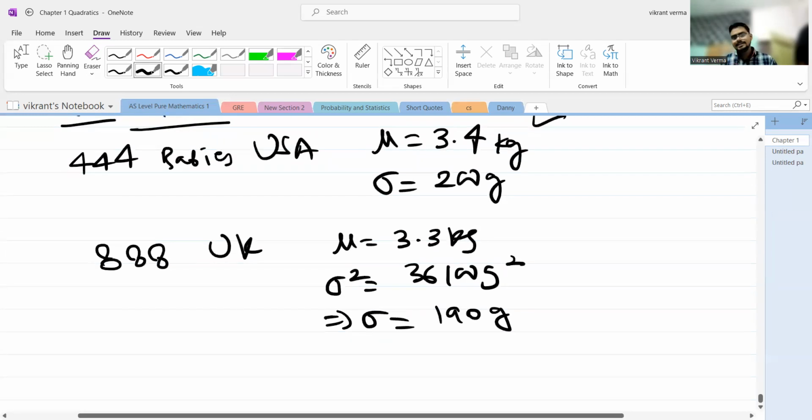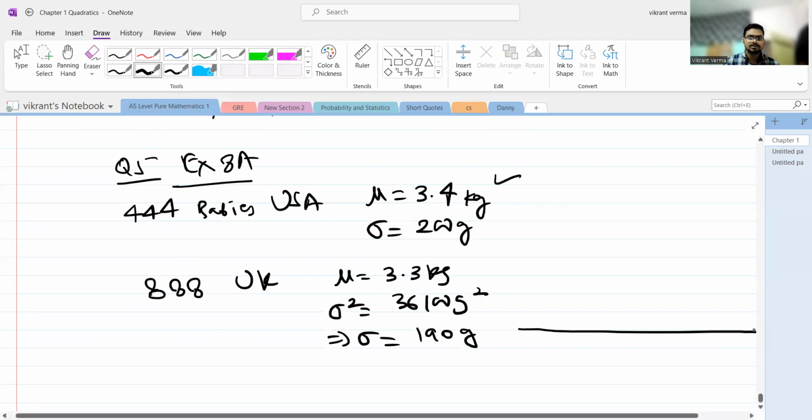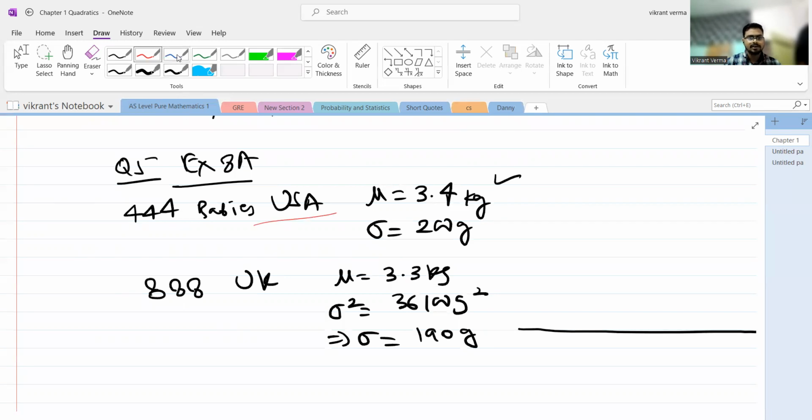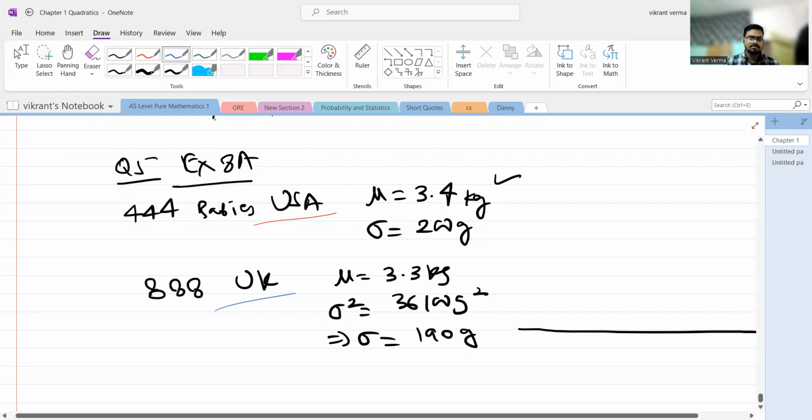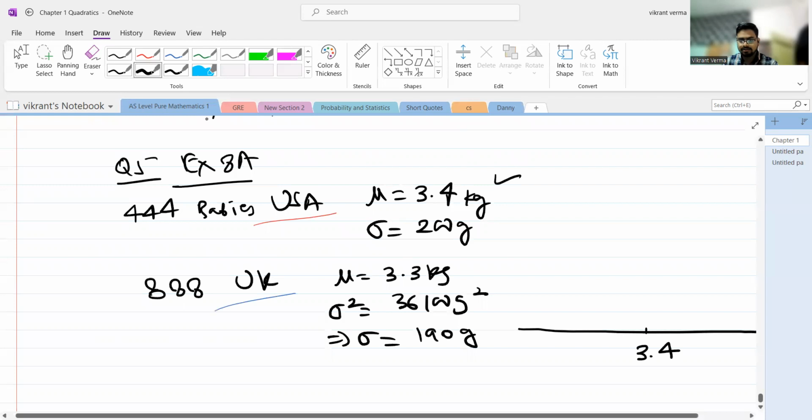So we can analyze this situation on a normal curve, and we will see how this data can be transferred onto a normal curve. Then we can draw many conclusions just by looking at the normal curve. For USA I am using red, and for UK I will use another color. First of all, this data is 3.4 kg. If I denote 3.4 here, then 3.3 will obviously be to the left of it.